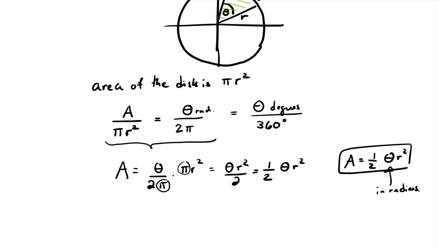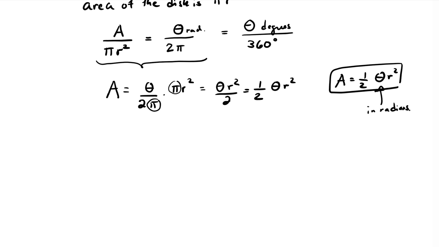Just to compare, if you come up with the same formula in degrees, you don't get this nice simplification; your pi is going to stick around. You end up with that if you're working in degrees. So that's why we prefer to work in radians. Things are prettier.